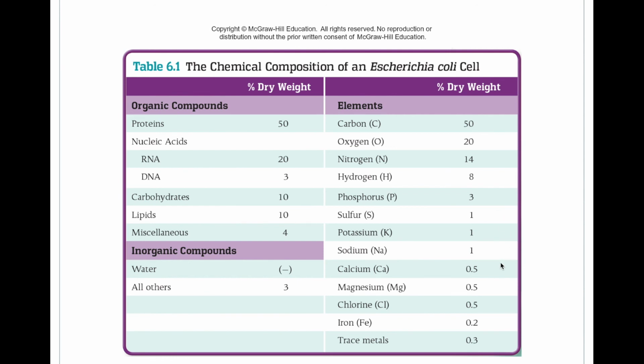Here's the rest of the stuff: sulfur, potassium, sodium, calcium, magnesium, chloride, iron, and trace elements in very, very small amounts. Right? But again, all of these things are very important. Just because they're in small amounts doesn't mean that they have less significance. Without these trace elements, including these smaller micronutrients like iron, then you would not have cellular function.